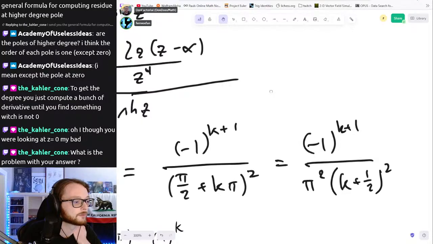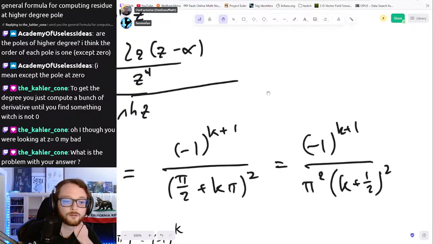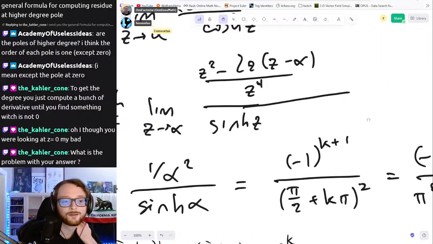Let me, you know what? Okay, and if k equals 1, I get 1 over 3/2 squared. And if k is minus 2, I get minus 1 over 3/2 squared. All right. You convinced me. They're symmetric. Damn it.